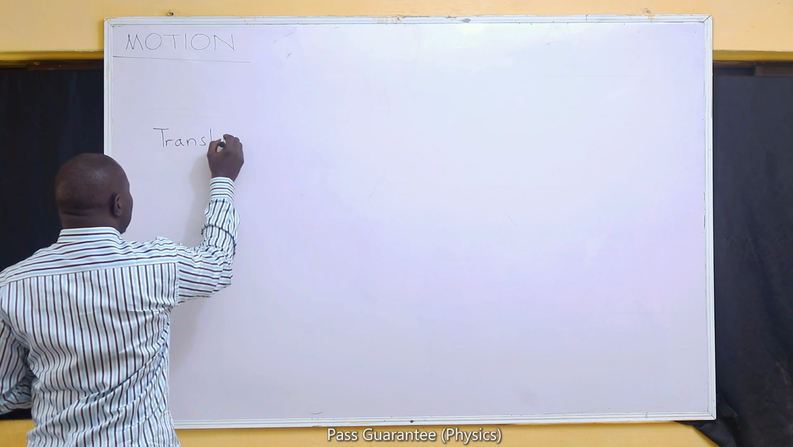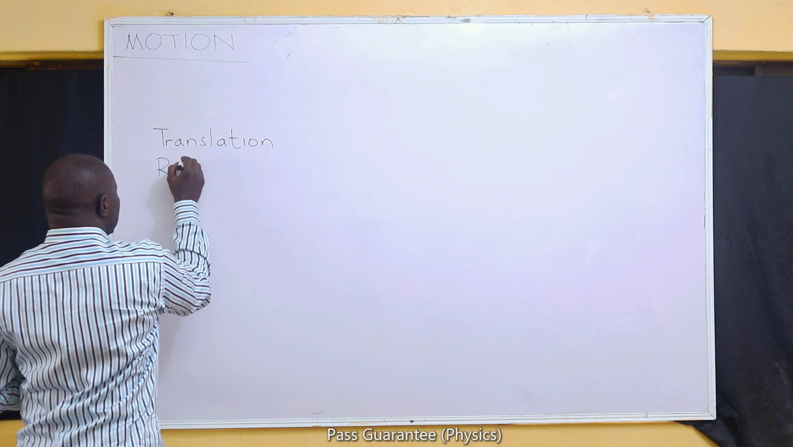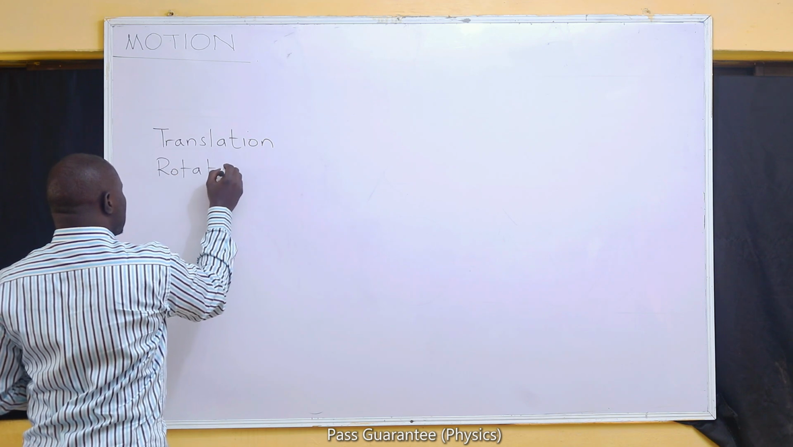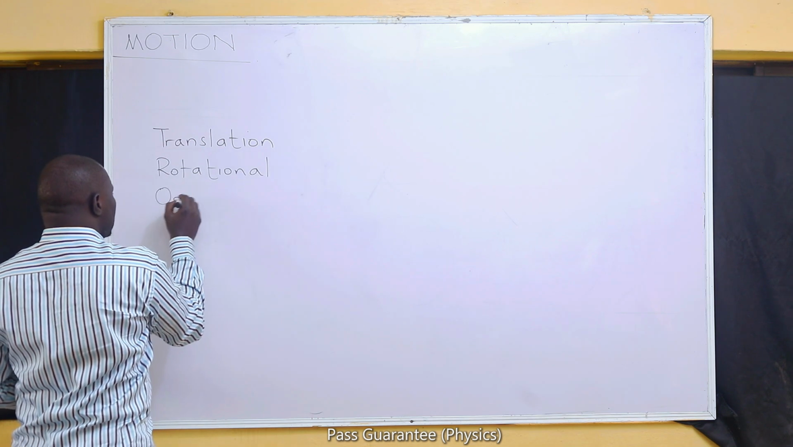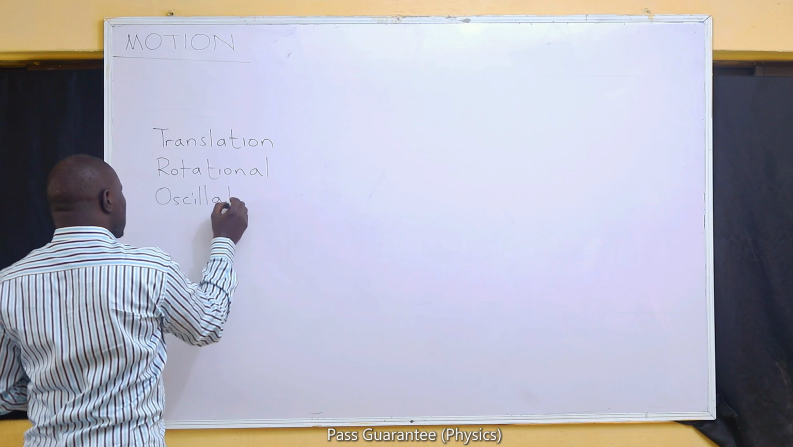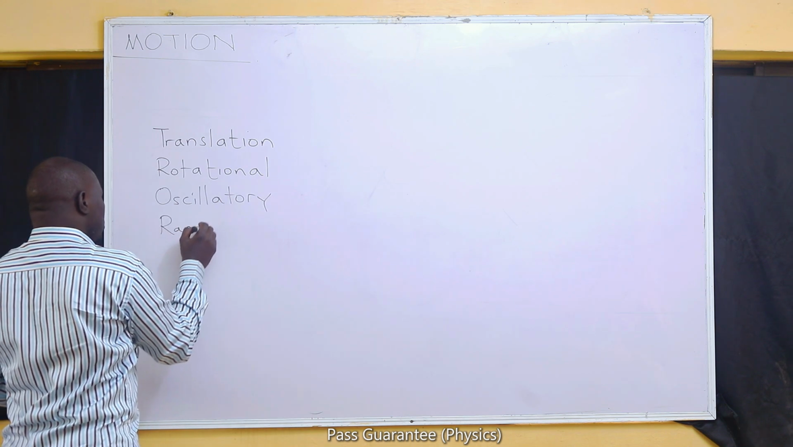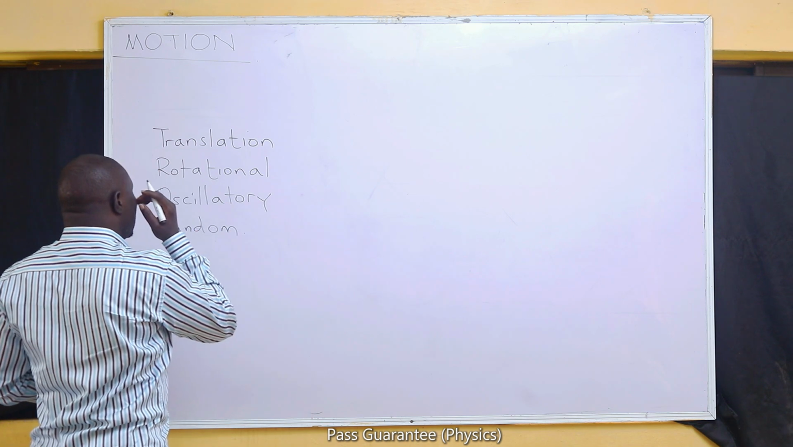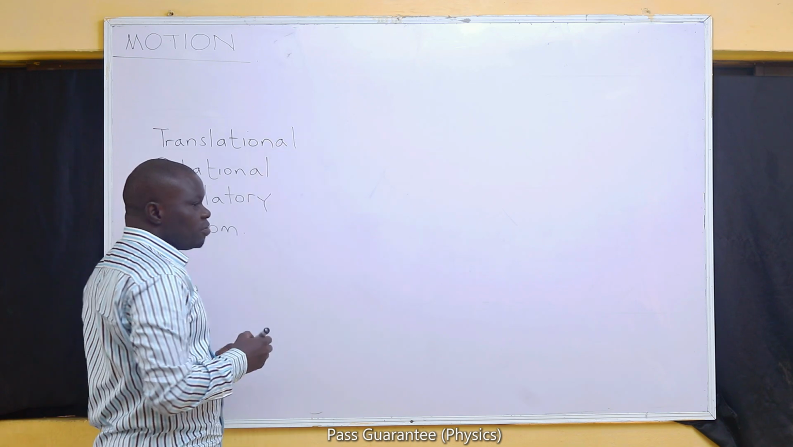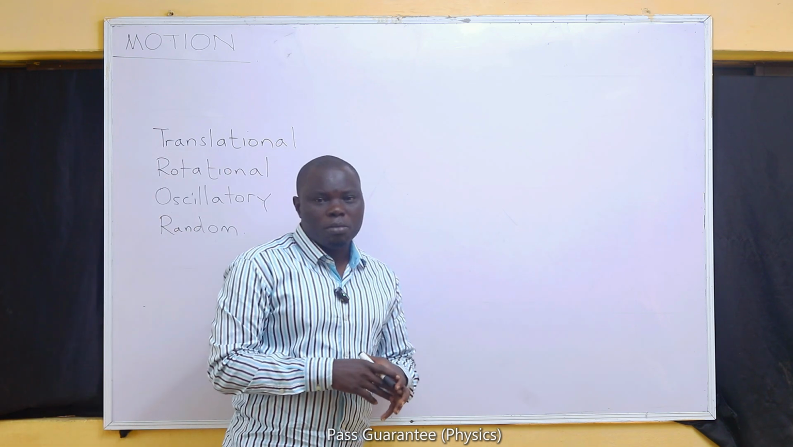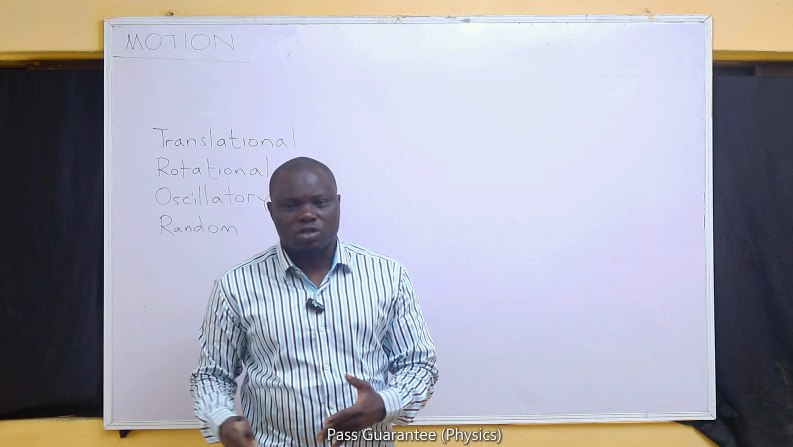We have what we call rotational motion. We have what is called oscillatory motion. And lastly, we have random motion. So translational motion involves the movement of the whole body from one point to another.